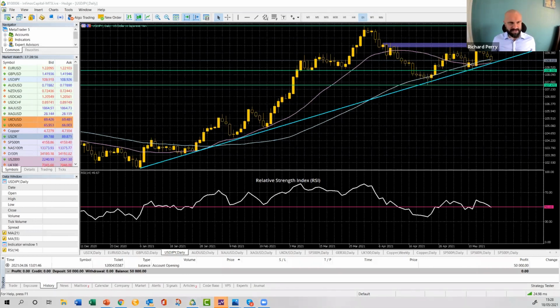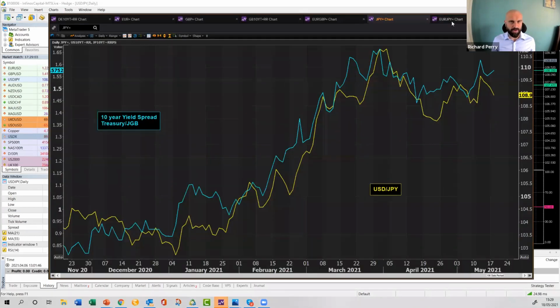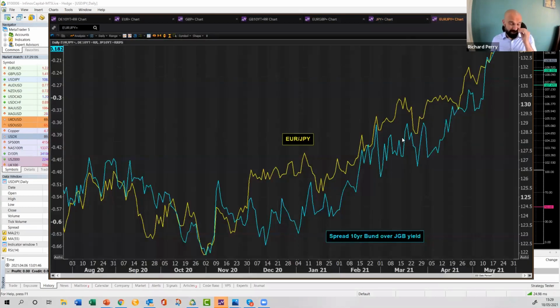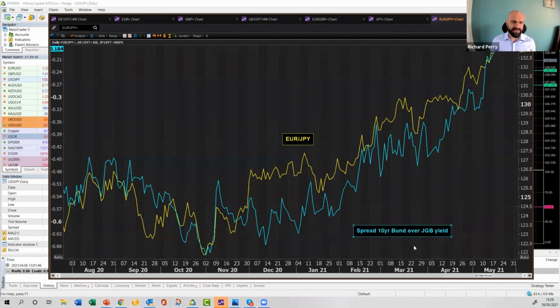Now, just as an aside to that, you just caught a glimpse of euro yen. Now, this is another really interesting one. This is one of the reasons why I like euro yen, again, because of the bond. Look how tight these yield spreads are. Again, this is the spread of the 10-year German bund over the JGB, which is the Japanese government bond yield. Where that spread moves has a big indication on where euro yen moves.